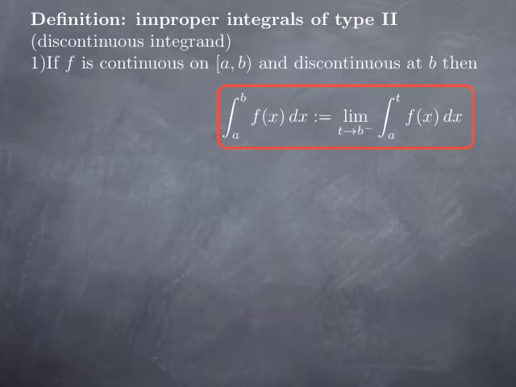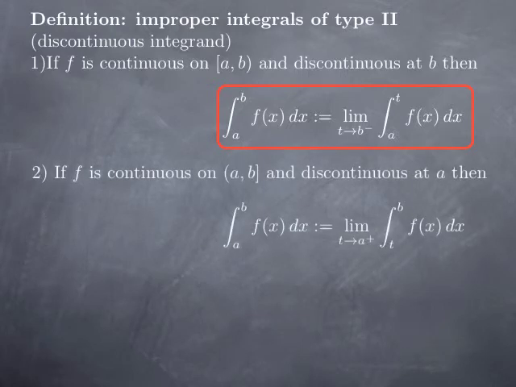If there is a finite limit, then the improper integral is convergent and takes the value that is equal to the limit. If this limit does not exist, in particular if we have an infinite limit, we say that this improper integral is divergent. So when b is a discontinuity, this is how we define this improper integral of type 2.